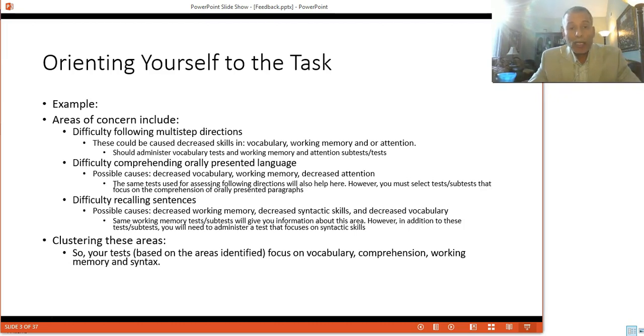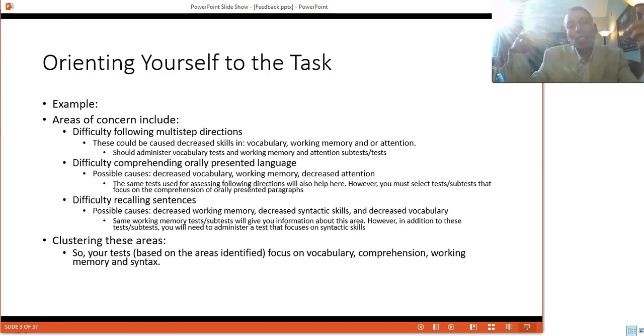So in these cases, you are going to think now, is the problem memory? Is it attention? Is it vocabulary? Is it language processing itself? Does it have anything to do with auditory processing? And you cannot possibly go and give every test that's available out there. You have a particular time that you need to administer the testing, and deadlines and all of this, and you have many cases to deal with.